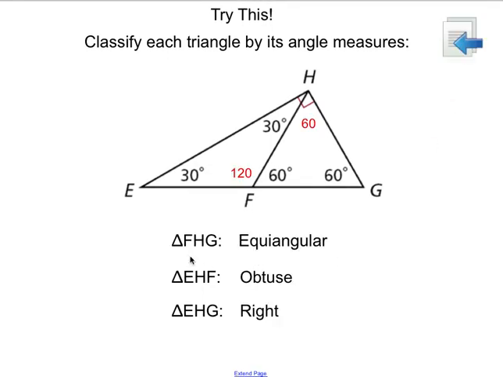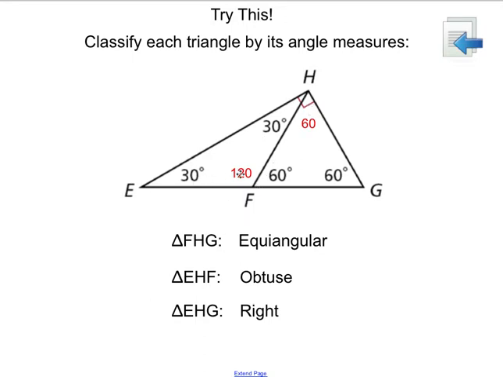So you can see my first triangle, FHG, is right here. That's equiangular. I found that the top angle here was 60 by taking 180 and subtracting 60 and then subtracting 60 again. So that's equiangular. EHF is over here.